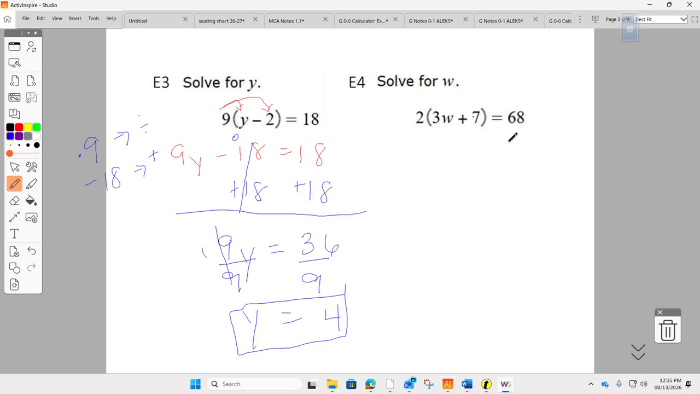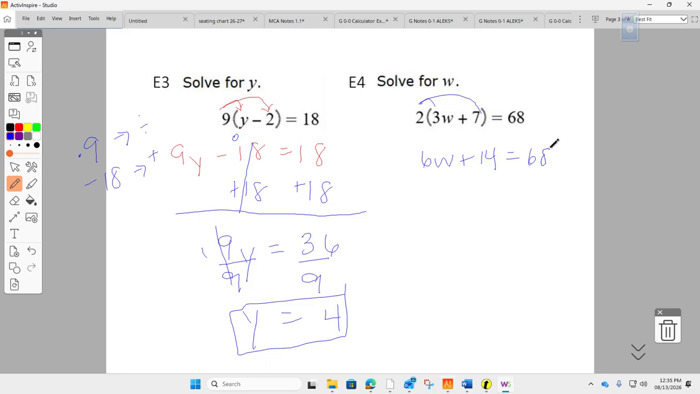All right, what did you get when you distributed? We're on 4. Did you distribute the 2 to everything in your parentheses? Can you do it with me now? All right, let's do it together. Perfect. Yes. 2 times 3w, 6w, plus 14. If that is not what you got for that first step, let me know, or if you have a question. If you understand now, great.